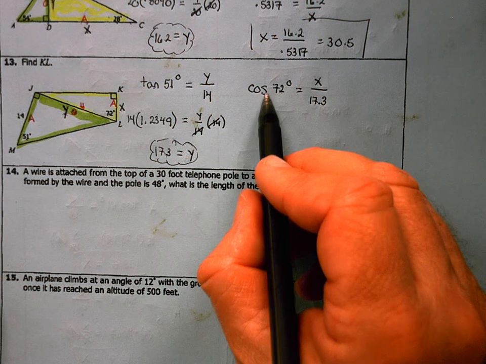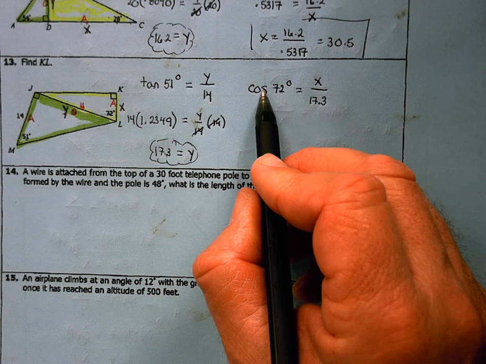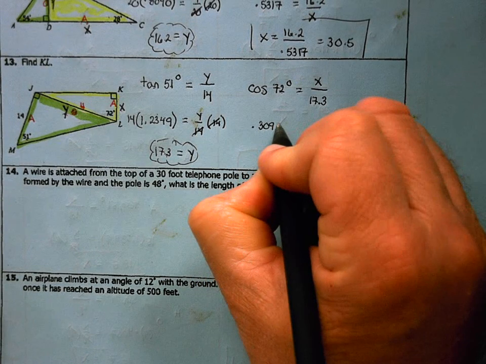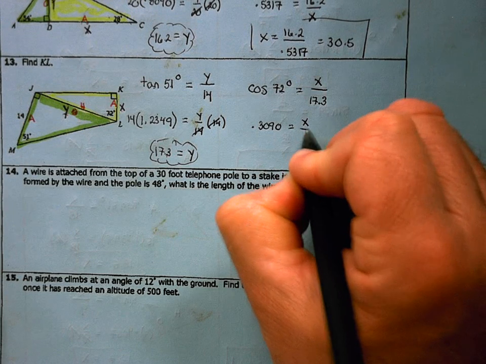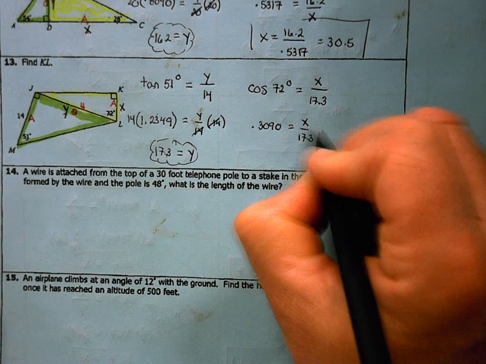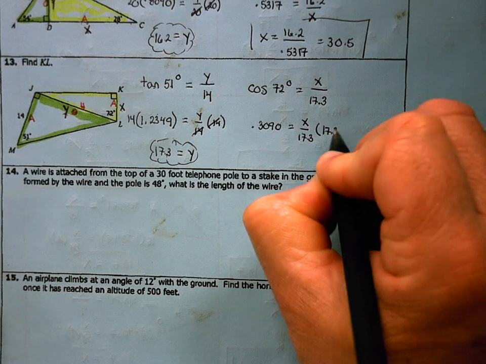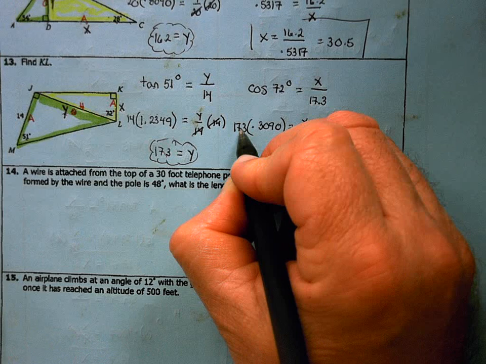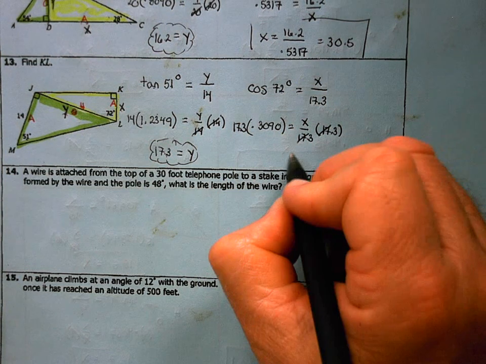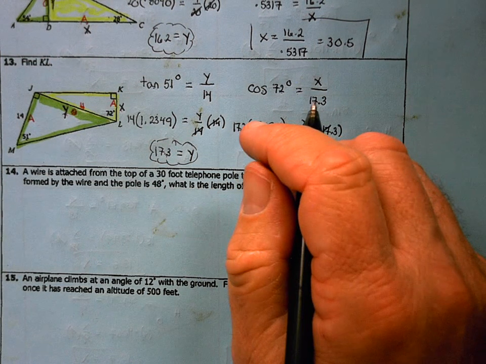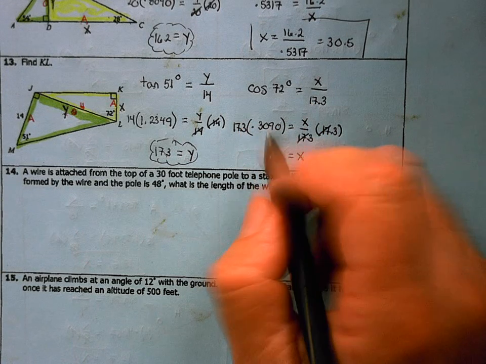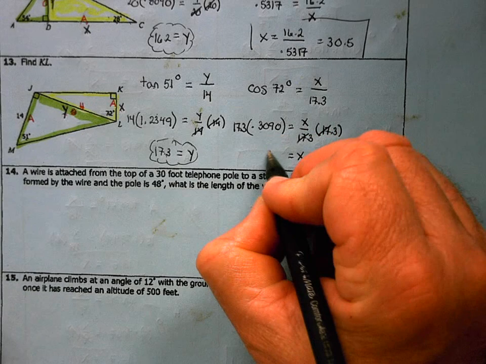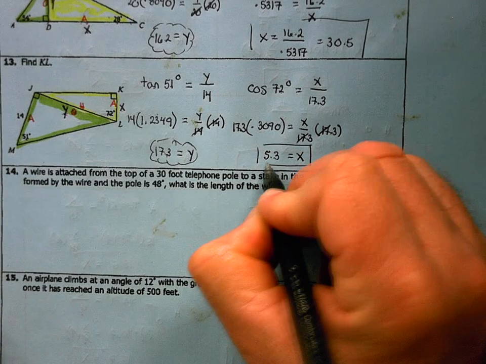I'm going to change a 72 degree angle for cosine into its decimal equivalent, which is 0.3090. So 0.3090, that's going to be equal to x over 17.3. And now to solve this equation, all you have to do is multiply both sides by 17.3. And that would be your answer for x. Those will cancel out, those 17.3s, and we get x equals 17.3 multiplied by 0.3090 gives me 5.3. So there's your answer to number 13. All right, number 14.